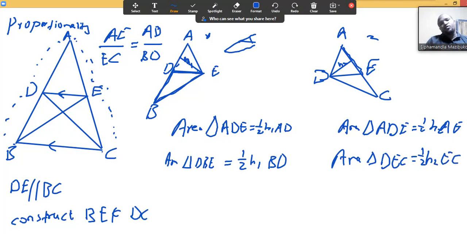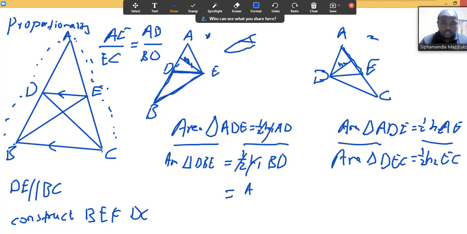Okay, so if you try to divide this, you can just divide that by that. So what are we getting here? You see, 1/2 divided by 1/2, so this will cancel, this will cancel. So we are left with AD all over BD, and the same thing will happen here. This will cancel, and then what we have here is AE all over EC. Okay, so this is how we have come to this conclusion.